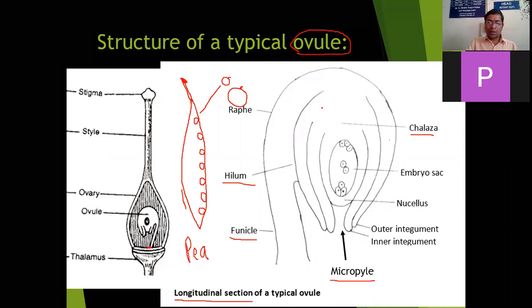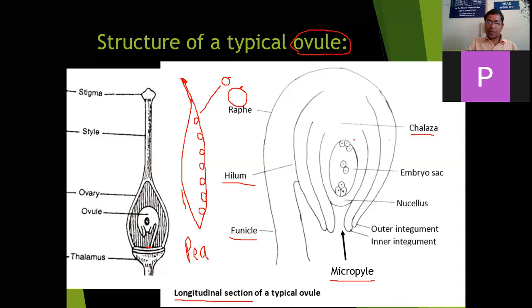So usually an angiosperm possesses two integuments. Two integuments are present, originating from the chalaza. So this is the outermost integument and this is the innermost integument. These integuments are nothing but the protective coats present for the protection of this embryo sac.